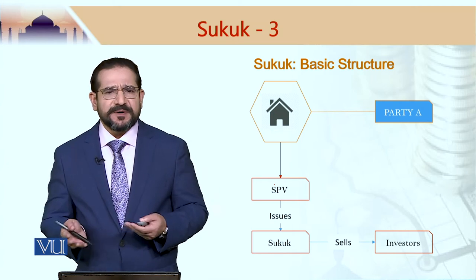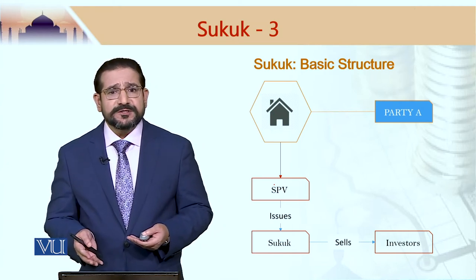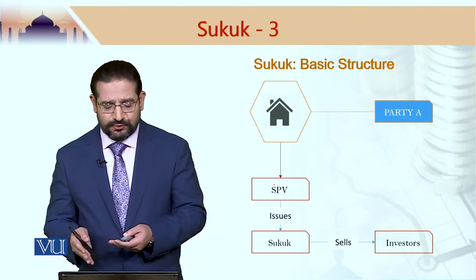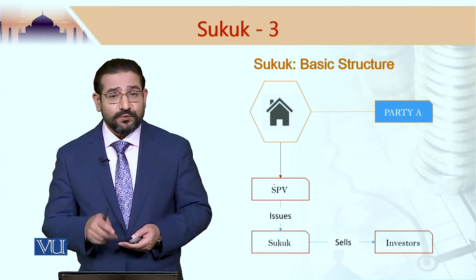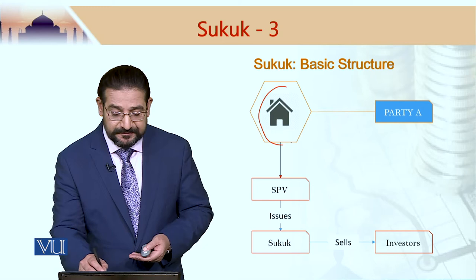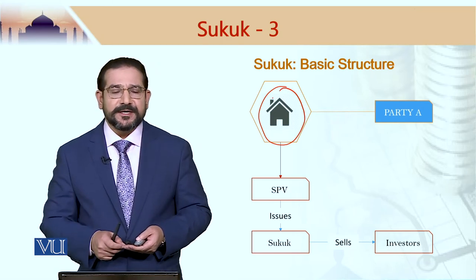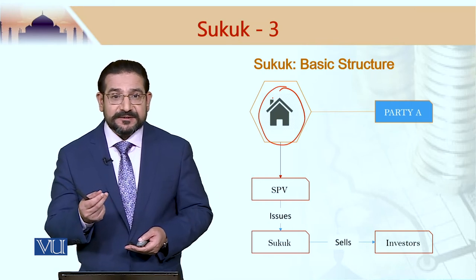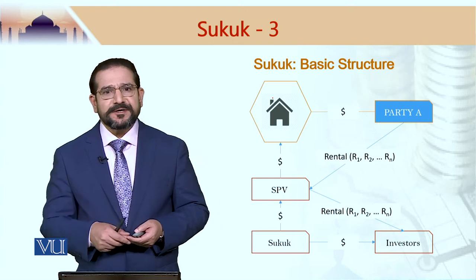Ab ye investors banks bhi hote hain, other financial institutions hote hain, individuals bhi ho sakte hain. Jab wo sukuk certificates khareedte hain to paise SPV ke paas jate hain. SPV, which has bought this asset from party A, iski price ke taur pe wo paise party A ko de deti hai. Is tarah party A ka maqsad paise raise karne ka poora ho jata hai. Investors are actually looking for some return.